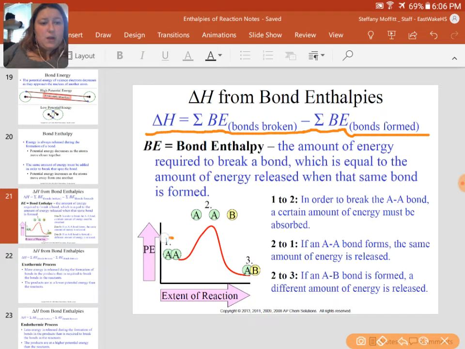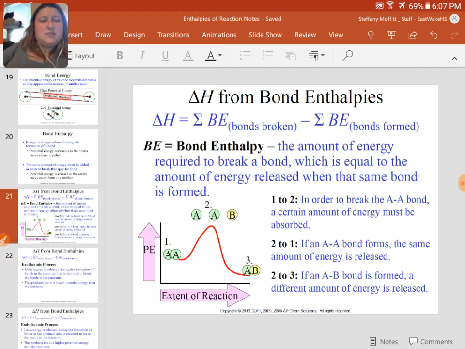So when we are right here, and we're going up to 2, in order to break this bond, a certain amount of energy must be absorbed. If we're going from here down to here, the same amount of energy is released. And if we're going from 2 to 3, the AB bond is formed and a different amount of energy is released. So there are different kinds of energies for those things, but if we're going just from 1 to 2 or 2 to 1, it's the same amount of energy.